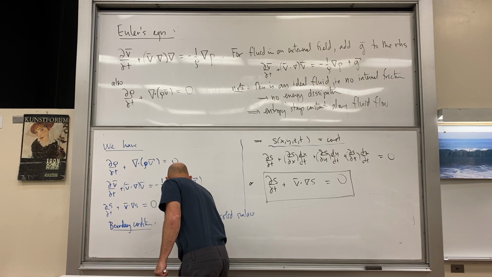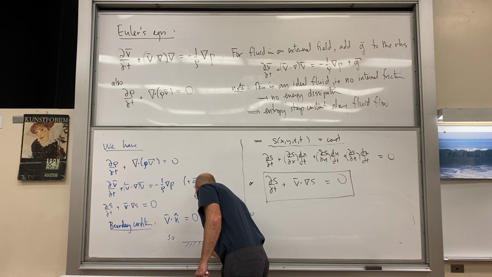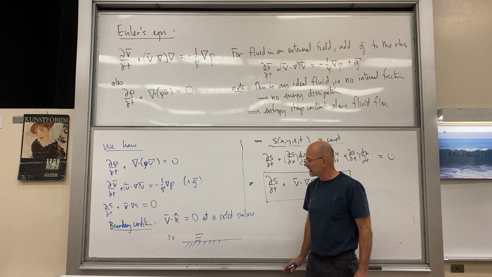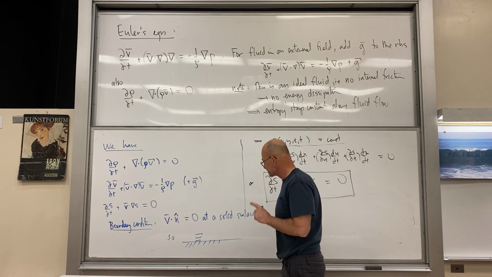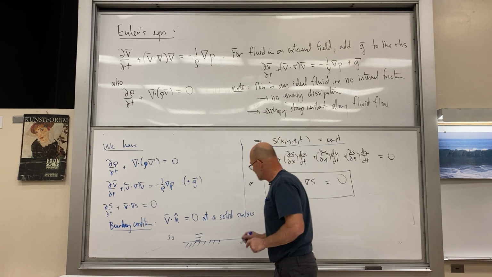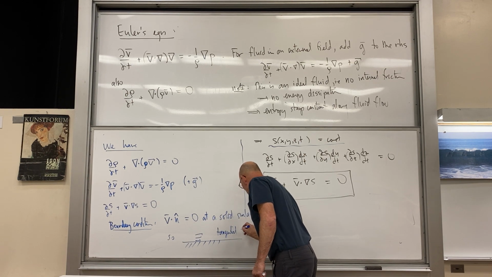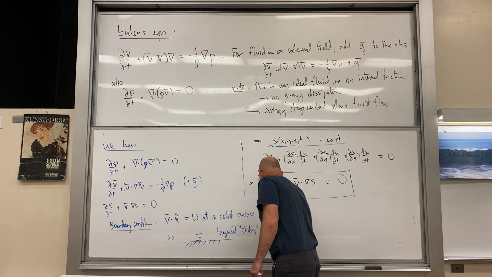So at a surface here, let's go ahead and draw a surface. We can still have a tangential flow at the surface. But of course, we cannot have a normal component into the surface. So tangential, sliding at a surface.